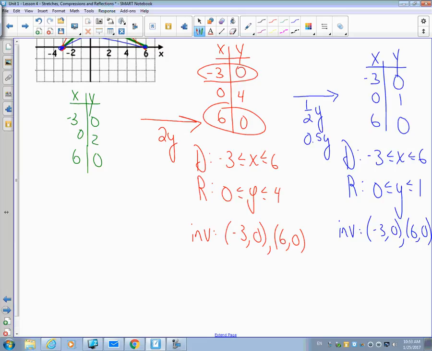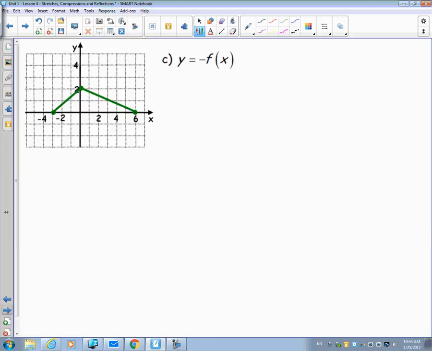Okay, let's try the third one. Same graph, I haven't changed it, just more space on this screen. So we have the exact same table we had before. Okay, so negative 3 and 0, 0 and 2, 6 and 0. And this time I want to do the negative f(x). What is that? That's a vertical reflection.